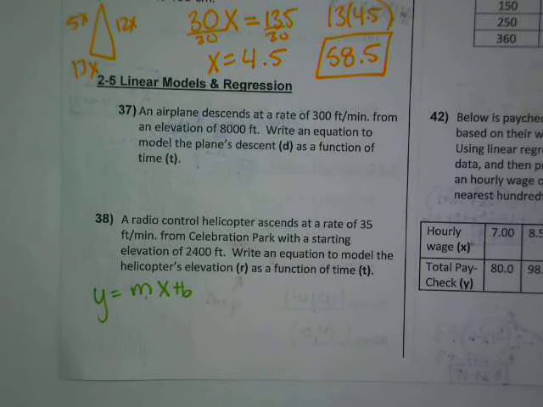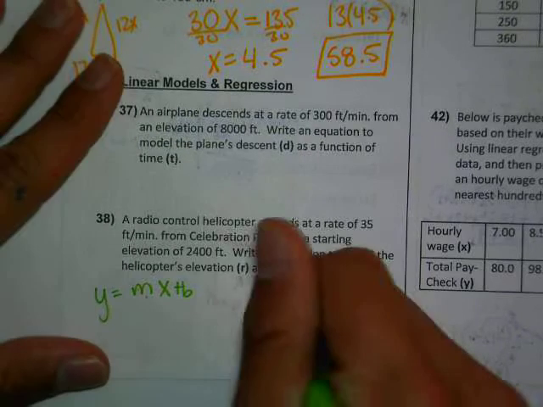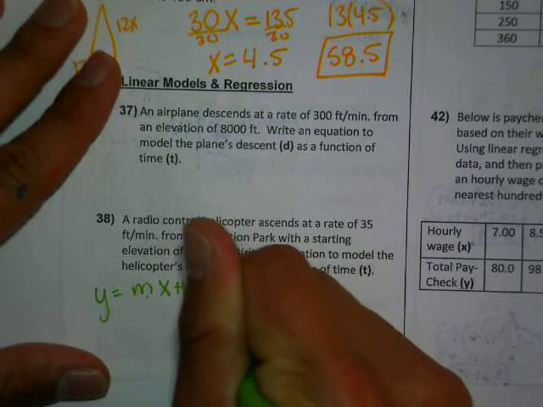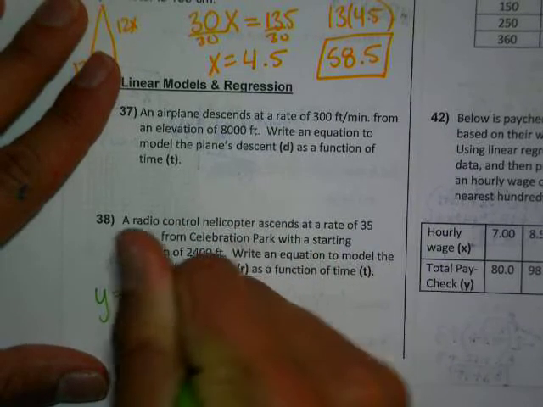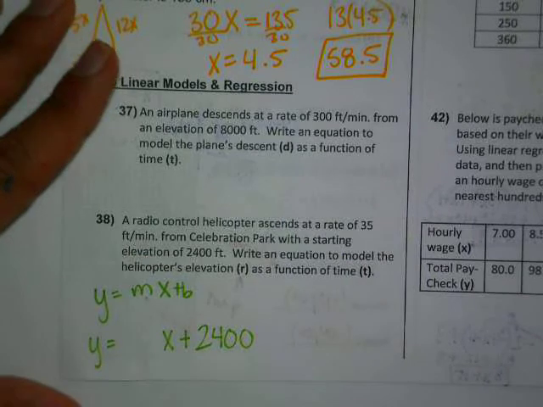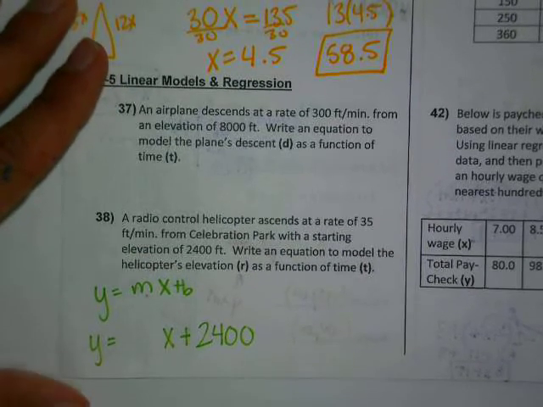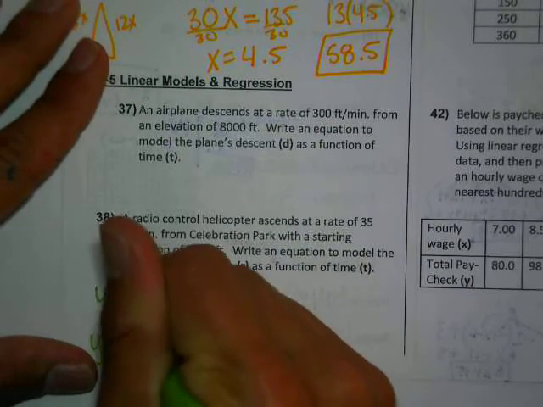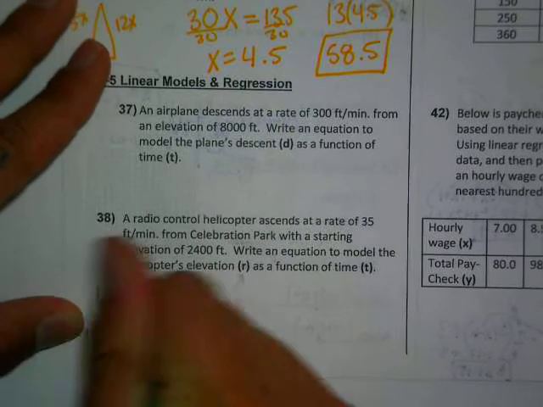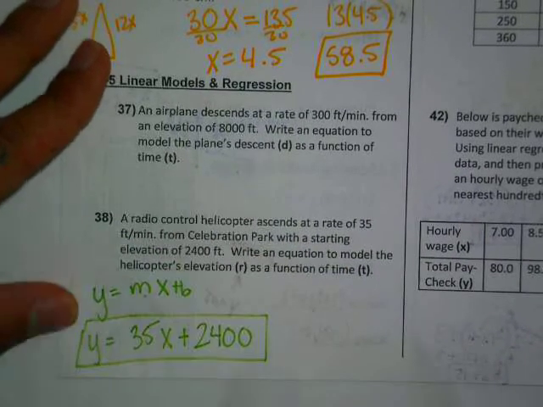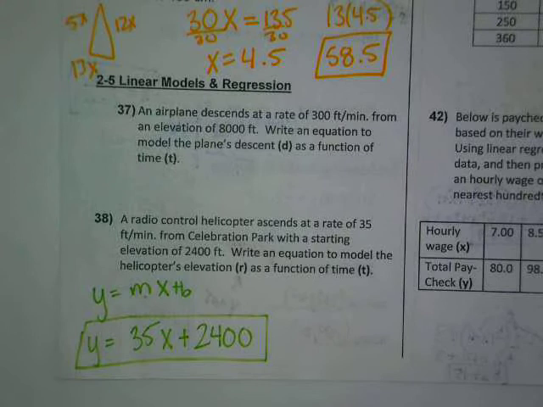Yeah, 2,400. Is it positive or negative? Positive, because it's an elevation. All right, and for the slope, what's my slope? 35, and is it positive or negative? Positive, because you're ascending. And that's all you have to do. I just want you to write an equation.